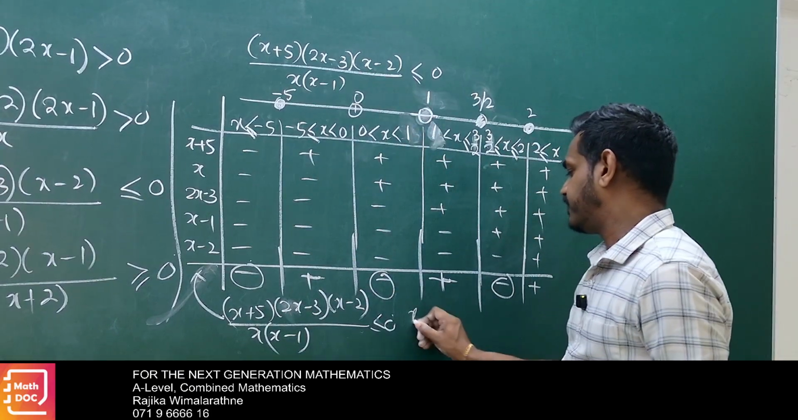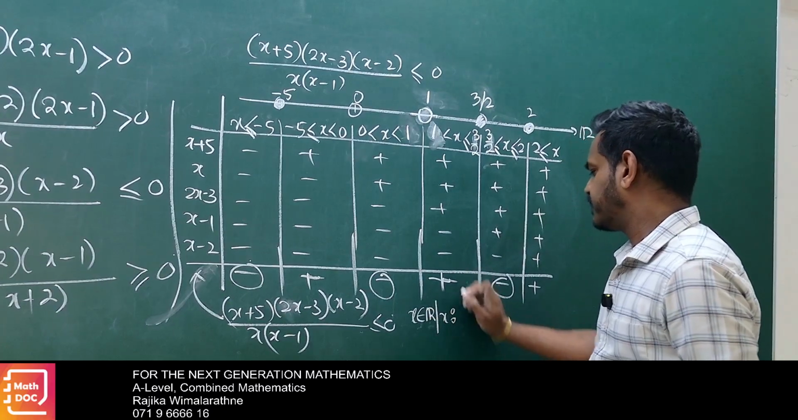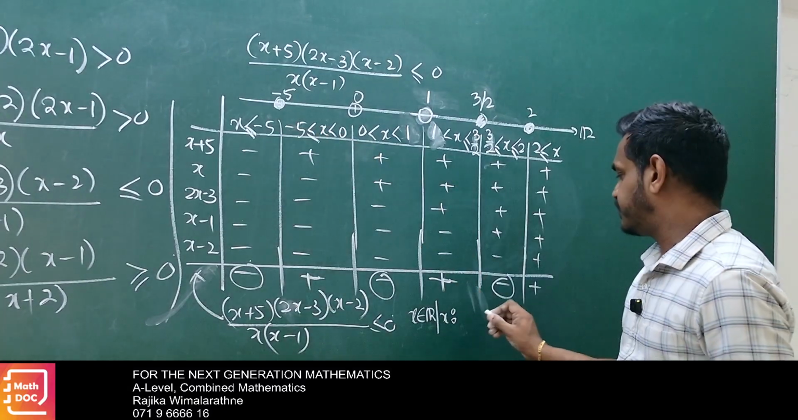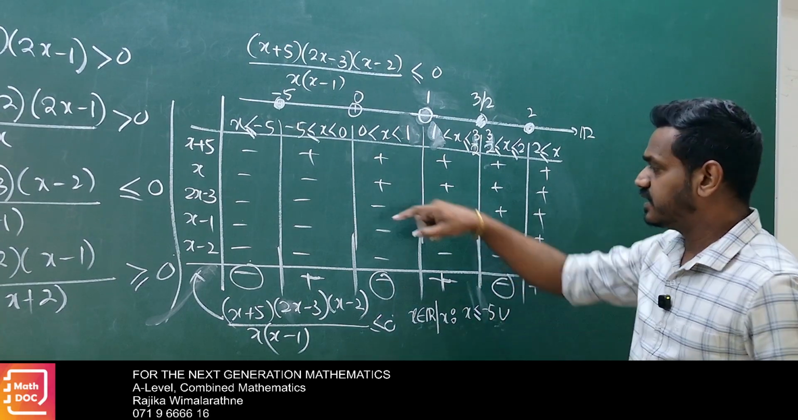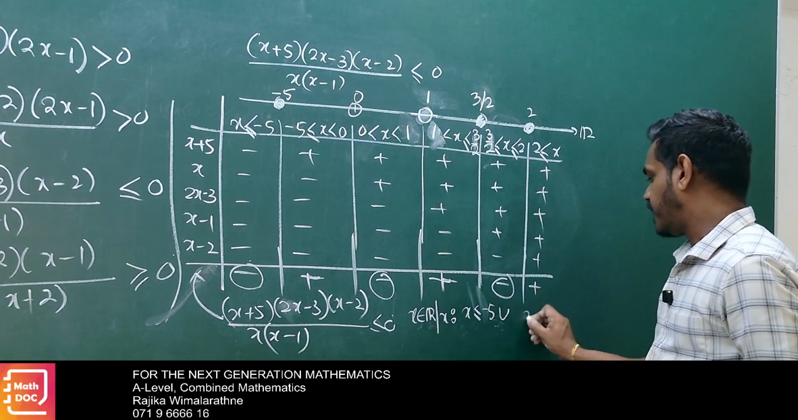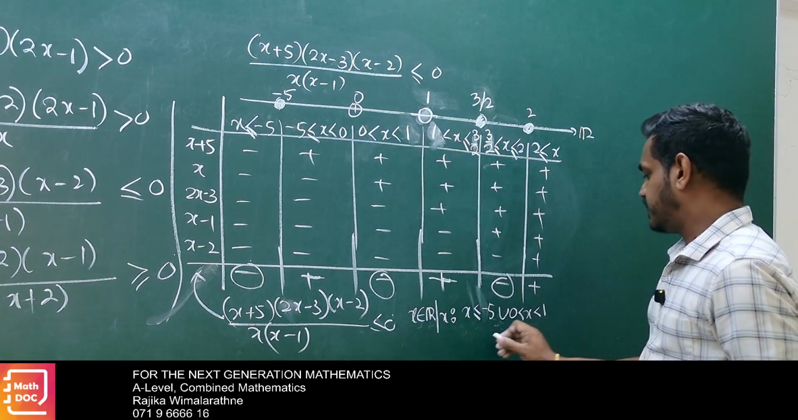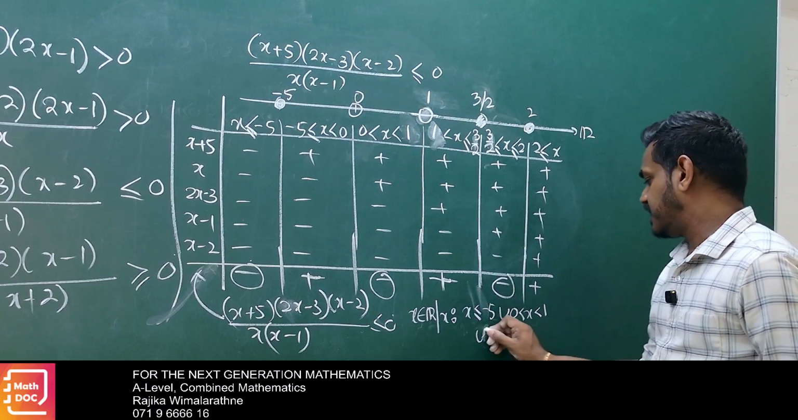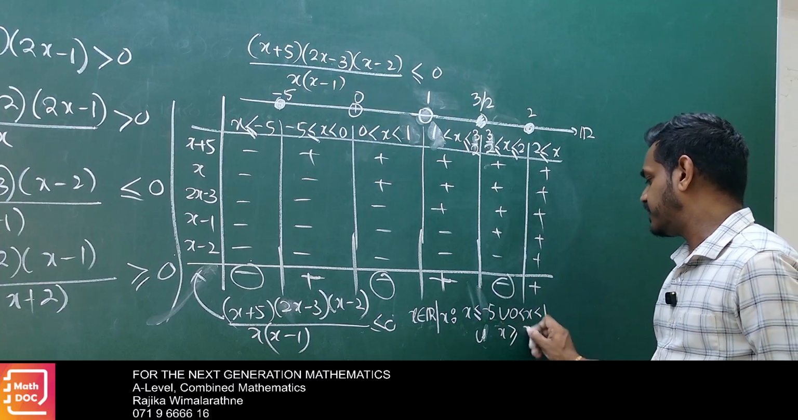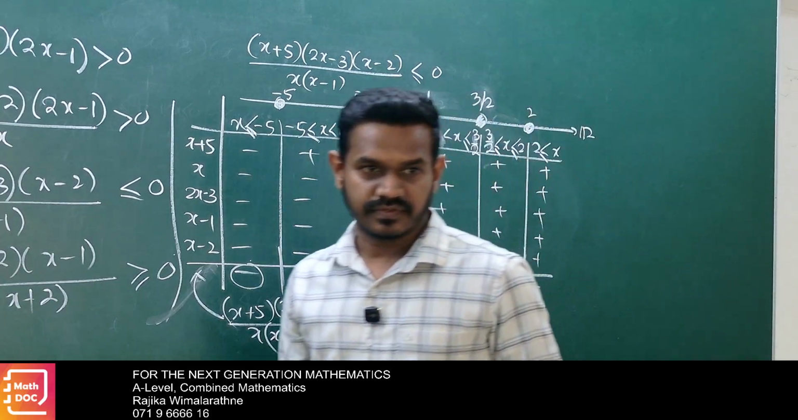x real values, x such that x less than or equal to minus 5, union 0 to 1, x in between 0 to 1, union x greater than or equal to 2. That's how we do. Complete.